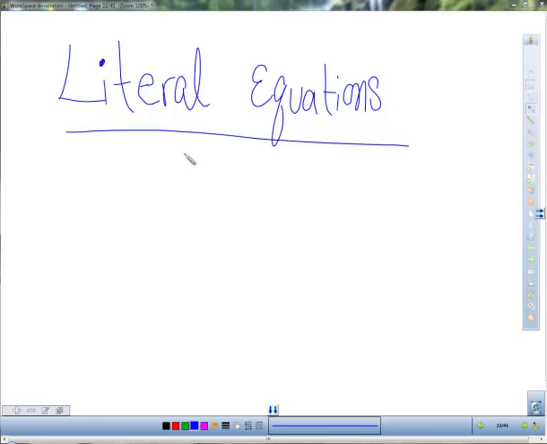Guys, it's Miss Castor. Go ahead and take Cornell notes over literal equations. So your Cornell notes should be titled Literal Equations.